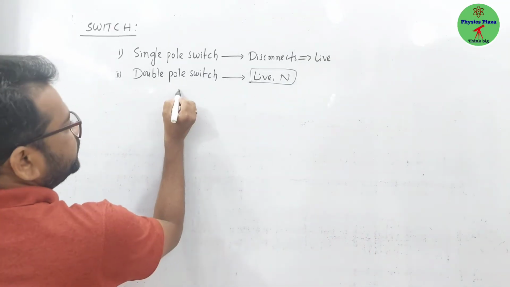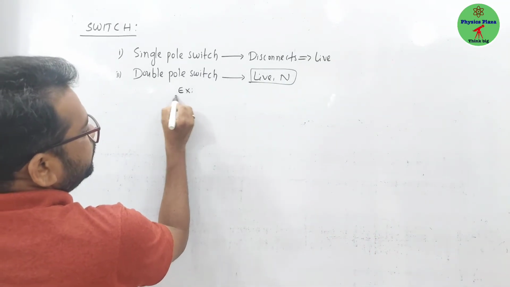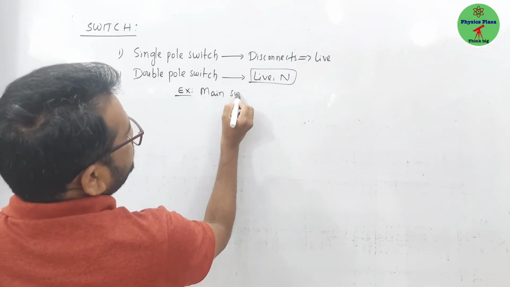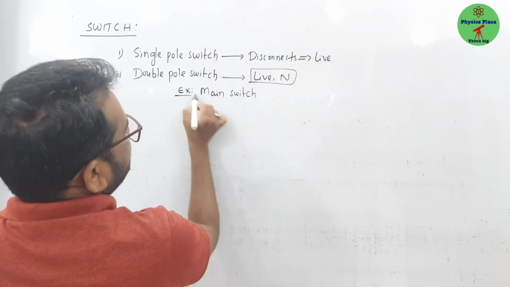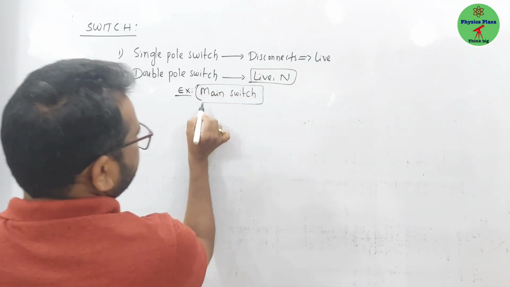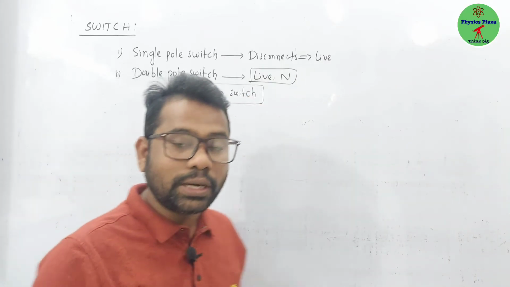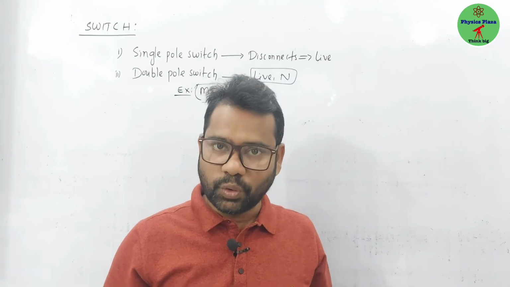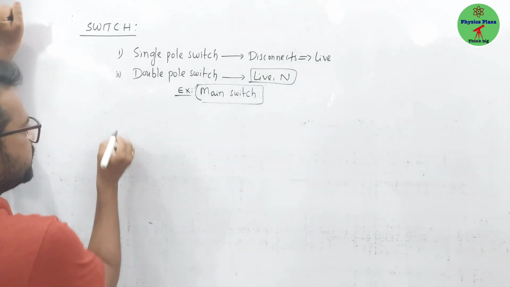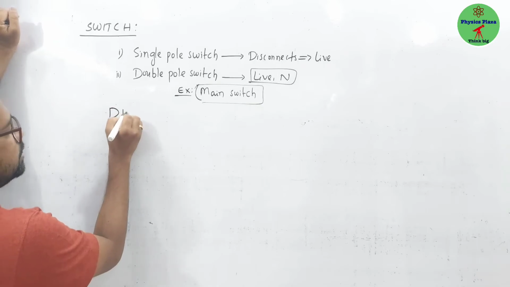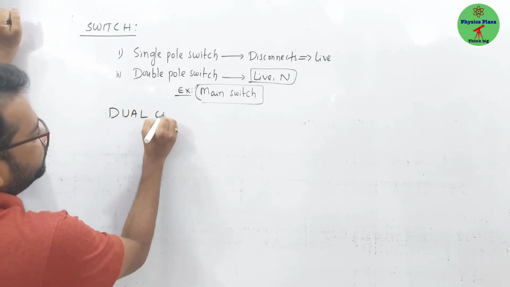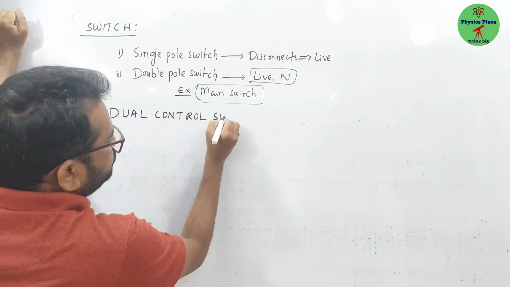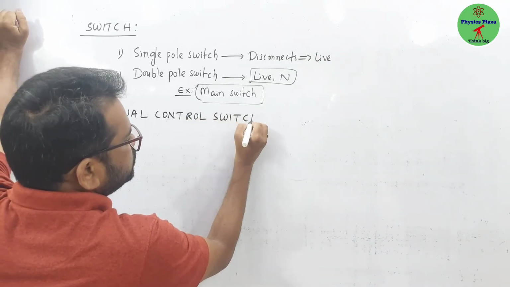The best example for this is, yes children, what is the example here? The main switch, which we discussed in power transmission. Main switch is the best example for a double pole switch. Is it clear, children? Double pole switch will disconnect the live and neutral wire at the same time. Okay, fine. Now children, we discuss dual control switch. From the examination point of view, very important. Dual control switch.